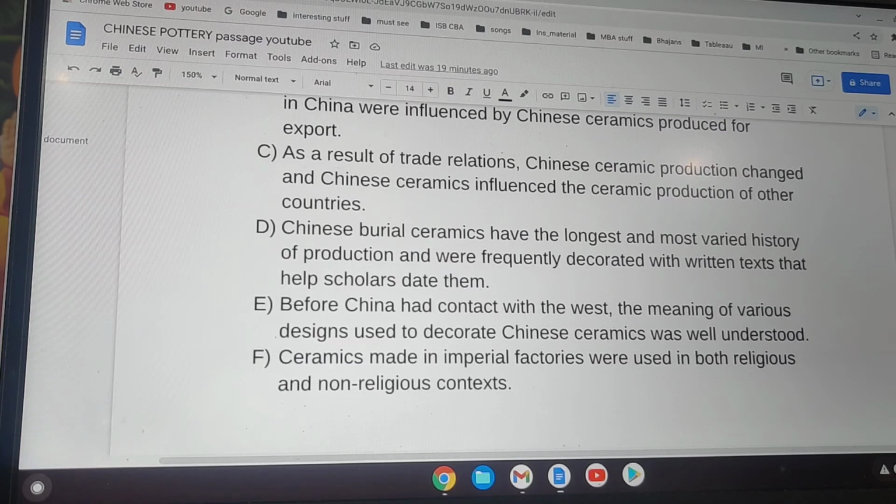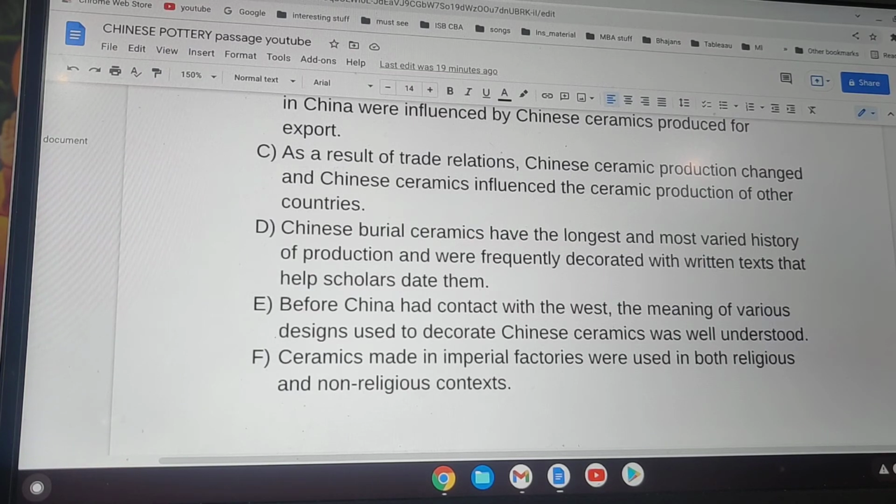Okay, before China had the contact with the West, the meanings of various designs used to decorate Chinese ceramics was well understood. So this is obviously a correct answer because they said different articles were representing different things, like phoenix were representing empress. So all these things were very clear to Chinese people. Okay, it's not that they were influenced by some outsiders.